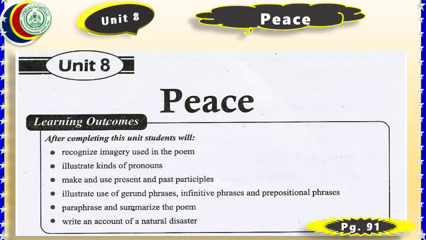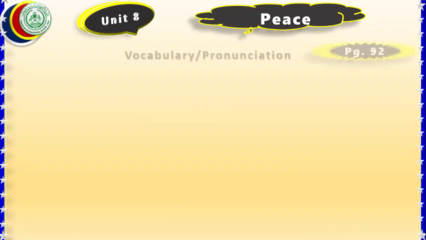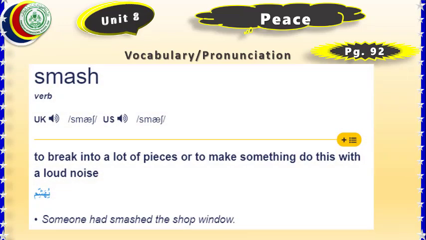Now we shall start the next lesson from our textbook, that is a poem. The name of the poem is Peace. It looks like this. This is the top of the first page of this poem. Let us move forward. First of all, I would like to show you some new words.